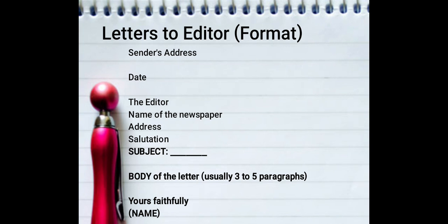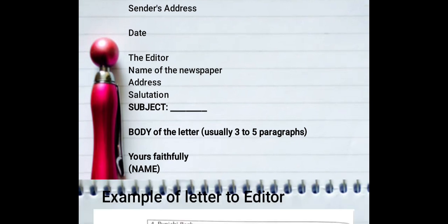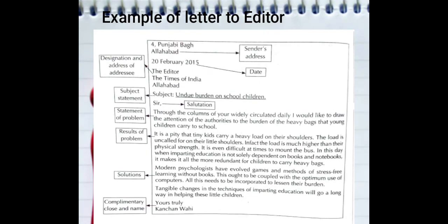So let's see how to write a letter to the editor. So this is the format. Let's see an example of a letter to the editor. So we can see all the details: sender's address, then date, then receiver's name and address, then your subject and salutation, then the first paragraph, like, through the columns of your widely circulated daily, I would like to draw the attention of the authorities to the burden of the heavy bags that young children carry to school.